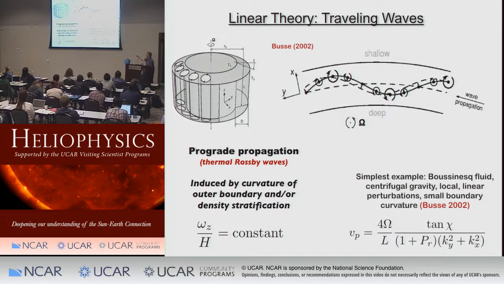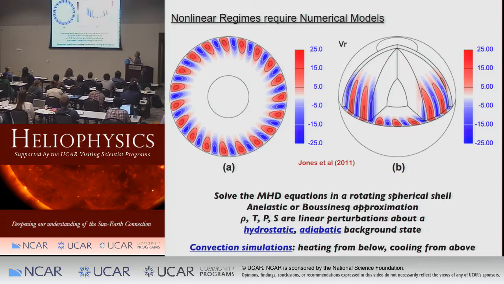All right, so that's linear theory, but to get to nonlinear regimes, you need numerical simulations. These solve the MHD equations in a rotating spherical shell using the anelastic or the Boussinesq approximation. So all the thermodynamic variables are linear perturbations about a hydrostatic adiabatic background state, and they're convection simulations. In some way, they have heating from below and cooling from above. Sometimes it's just at the inner boundary, the heating. Sometimes it's distributed throughout the shell, like for radioactive elements. But there's some amount of heating and cooling.